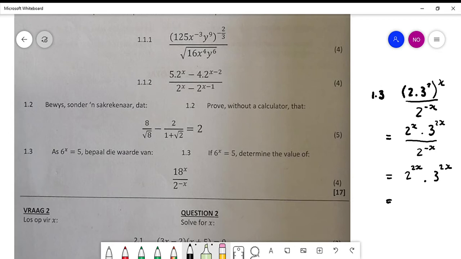So because that is to the power of 2x and that is to the power of 2x, I'm allowed to go and write this as 2 times 3 to the power of 2x. It's that exponent law, but I actually just reversed it. The exponent law says if I have two things in my bracket with the exponent on the outside, I have to apply it to both.